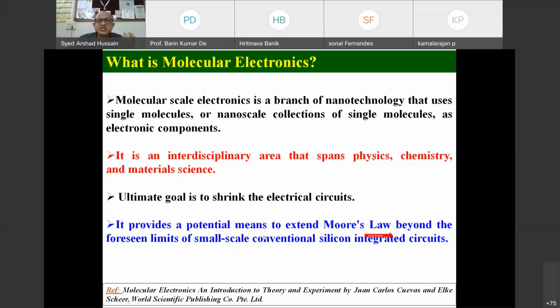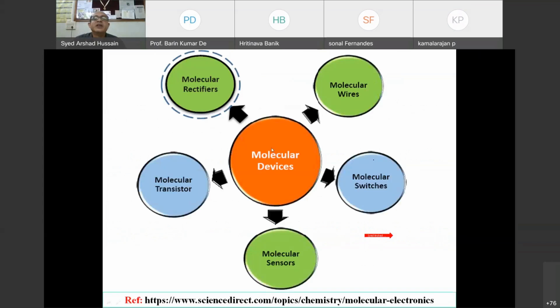And it provides a potential means to extend Moore's law beyond the foreseen limits of small scale conventional silicon integrated circuits, because with silicon used as the basic building block, there is a limitation of size shrinkage, and we have almost reached the limit. So to keep Moore's law alive, scientists are trying nanotechnology; molecular electronics can keep the law valid.